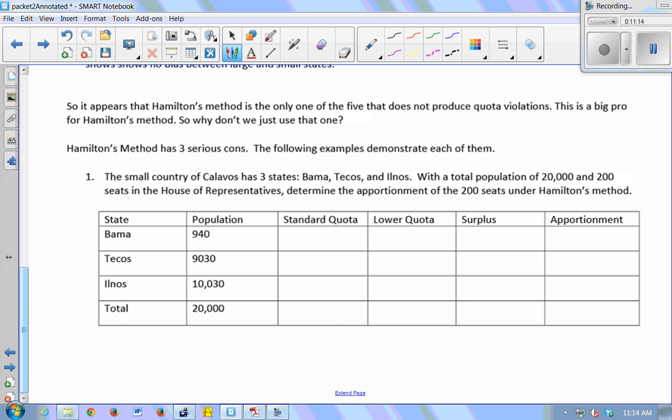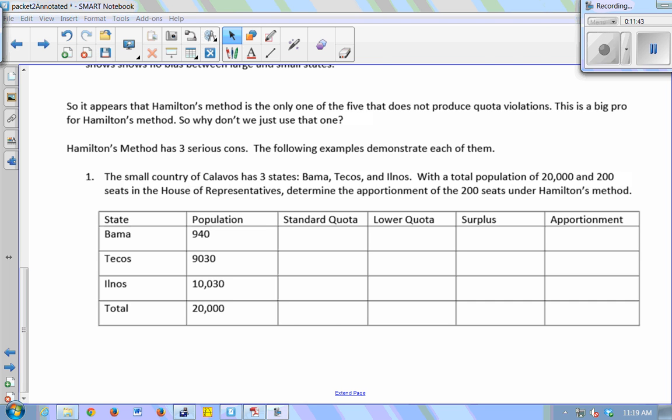So I'm going to do 3 examples. Each of these examples demonstrates a big problem with Hamilton's method. So I have a small country that has 3 states, Fama, Tecos, and Ilnos, and it has a total population of 20,000, and we're giving out 200 seats in the House of Representatives. So I want you to take 5 or 6 minutes and do the apportionment under Hamilton's method.